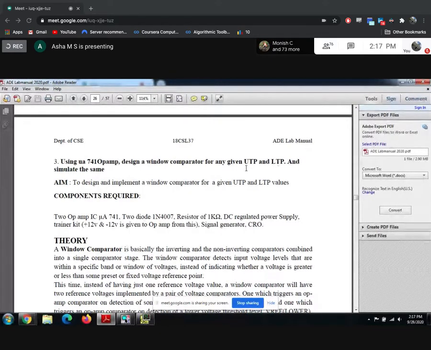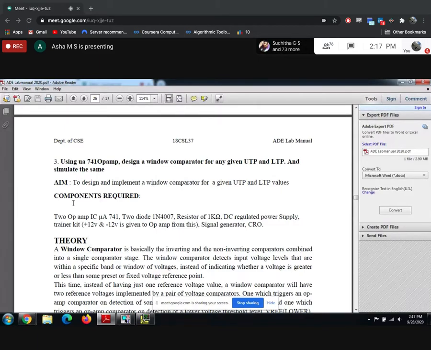What do you mean by UTP? Upper threshold point. LTP means lower threshold point. So we are going to compare these two voltages and rig up the circuit. They are asking us to simulate the same circuit in the software also. So what is our aim? To design and implement a window comparator for given UTP and LTP values.